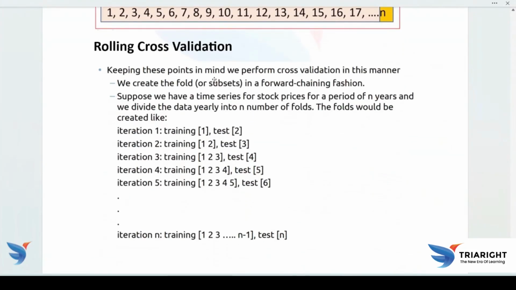Keeping those points in mind, we perform the cross validation in this manner. We create the folds or subsets in a forward chaining fashion. Suppose we have a time series of stock prices for a period of n years, and we divide the data yearly into n folds. The folds would be created like this: iteration one, training set one and test two; then training one, two and test three. It is estimating data like a prediction. So we take train one data for test two data. After that, test two gets into the train, and then three is introduced. The same method is repeated n number of times.